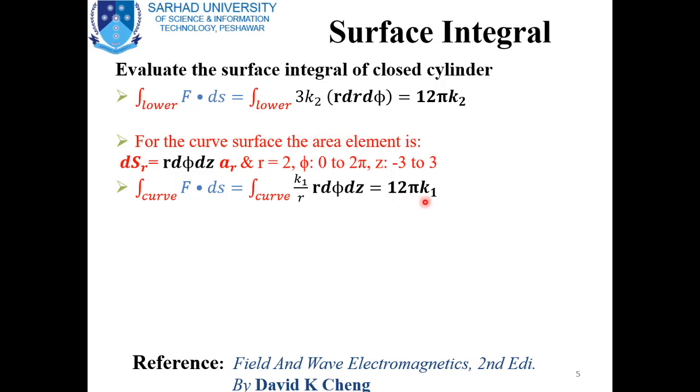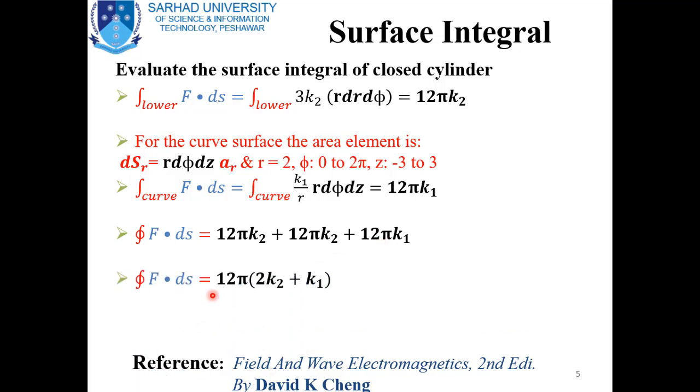So now we have solved all the three surface integrals, which are the surface integrals for the open surfaces, and we will put the value of these surfaces in the above expression. This represents the value of the surface integral for the upper surface. This represents the value of the lower surface for the cylinder, and this represents the value for the surface integral about the curved surface. So our final answer can be written as 12 pi into 2k2 plus k1.